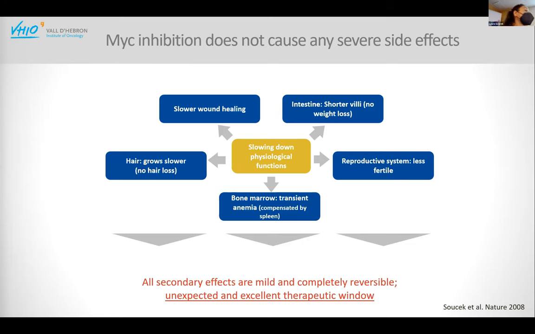We were able to show that the normal tissues in these animals simply slowed down their proliferation. They didn't suffer. If you shaved the animals, for example, you would see that the hair would regrow more slowly, but who cares? The hair doesn't fall, it only grows more slowly. We saw a transient anemia because of slowdown of the bone marrow, but it was immediately compensated by extramedullary hematopoiesis in the spleen. So the normal tissues were readjusting without any particular side effects for the animals.